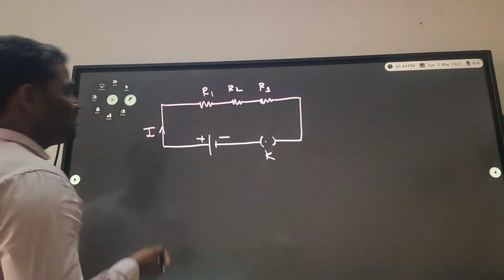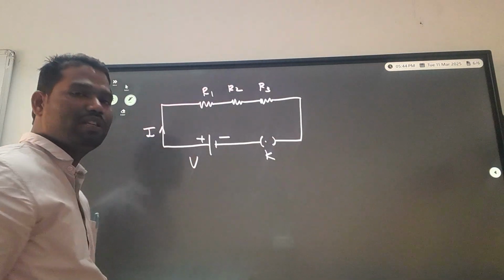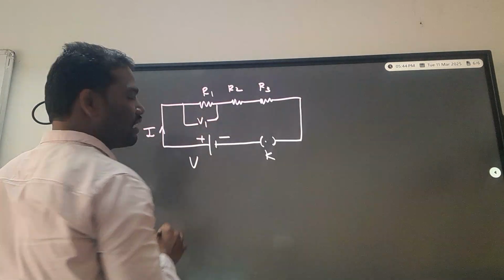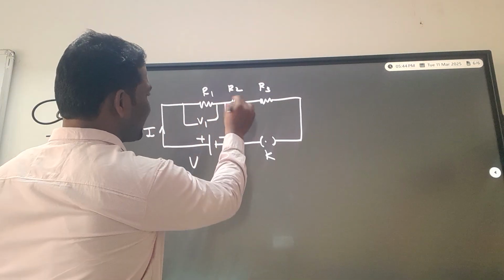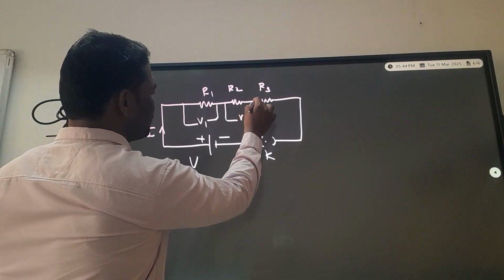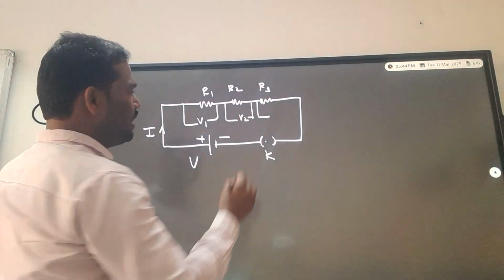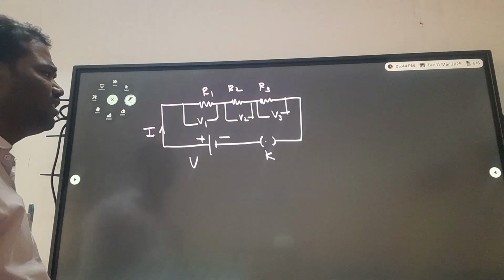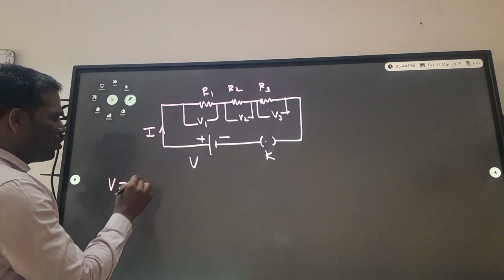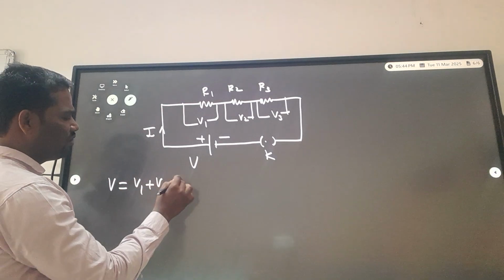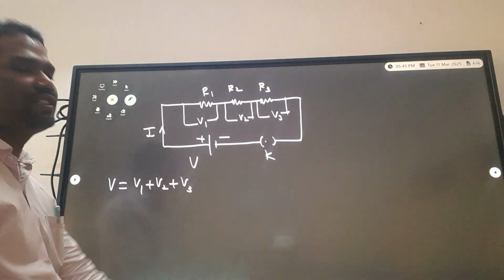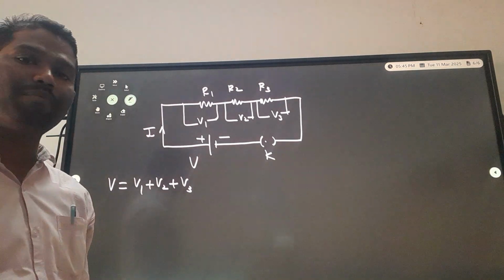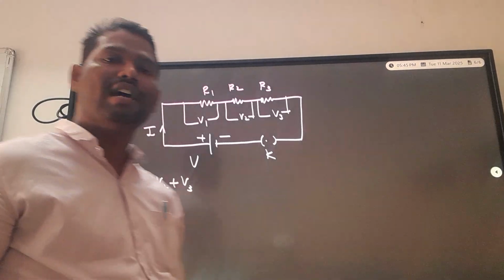So what is the difference here? The difference will be the potential difference. The potential difference will be V1 across R1, V2 across R2, and V3 across R3. So the total potential difference is V, and that is equal to V1 plus V2 plus V3. In this case the current passing through the wire is the same, while the potential difference is different.